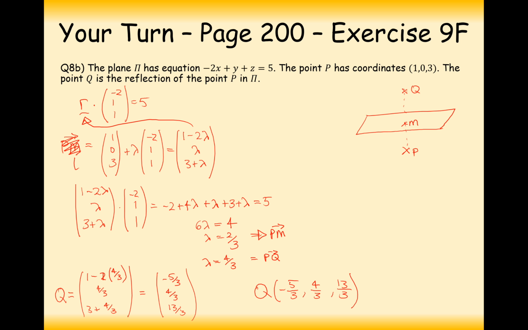Okay, so it's not too bad really. As soon as you've got the idea that the equation of the line from P to M is going to start at P and go in the direction vector of the perpendicular to the plane, and then solve the intersection with the plane and that vector and double that value of lambda, then you're there. Okay, so it's not too much computation there.